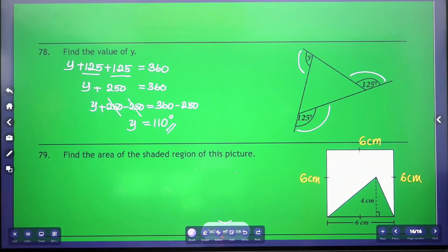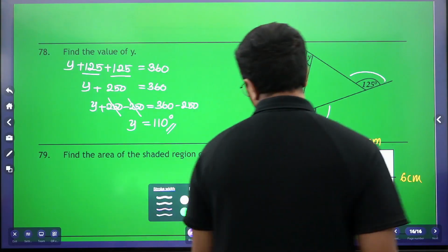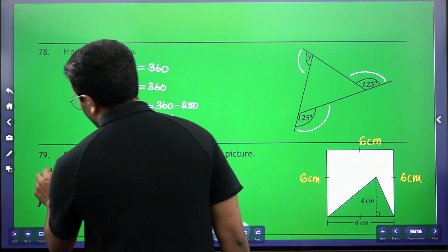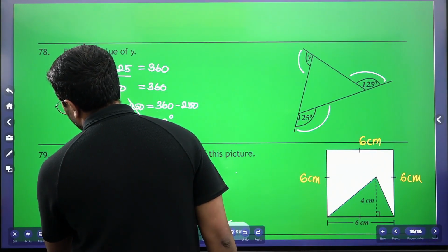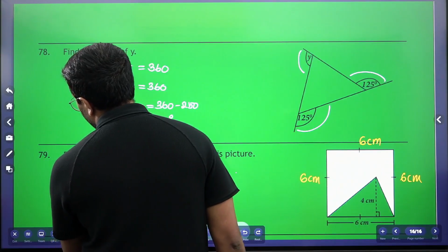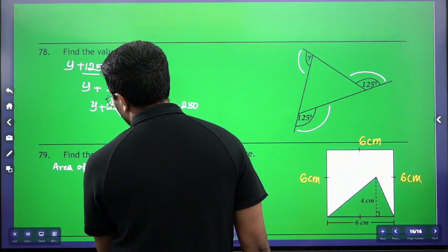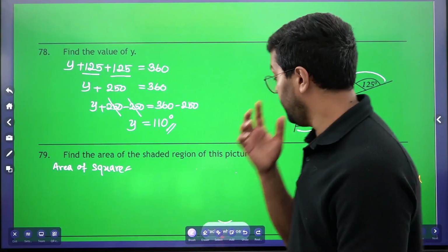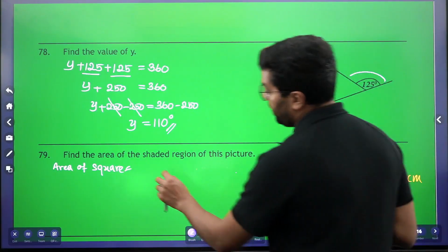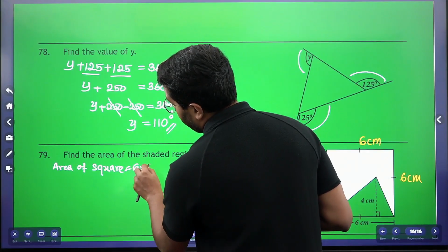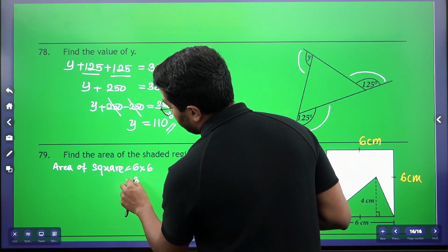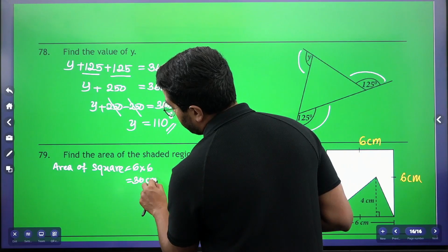So let's first find the area of the square. Area of square is the length of a side, 6, multiplied by 6, that is 36 square centimeters.